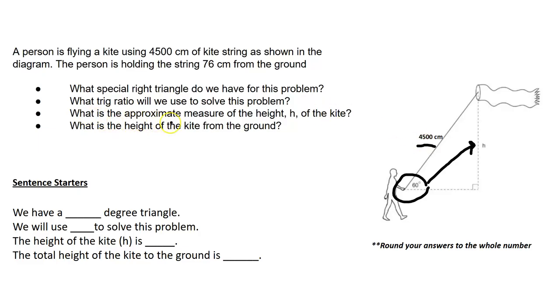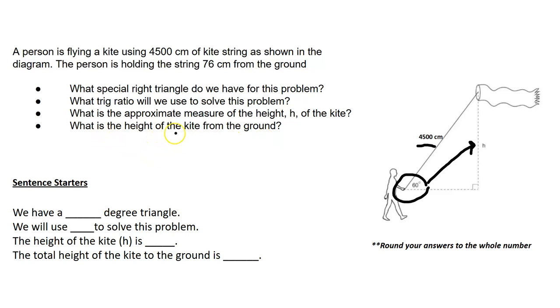And then the next question, what is the approximate measure of the height of the kite? So remember that you have a special right triangle here. I can't tell you which one it is, but you've got this leg over here that's shorter, and then you've got this longer leg here, and you've got the hypotenuse, which is 2 times the shorter leg. So you can probably figure this out pretty easily by multiplying the side times our special features here. But then they ask you an even crazier question.